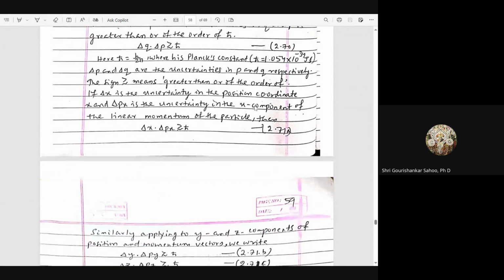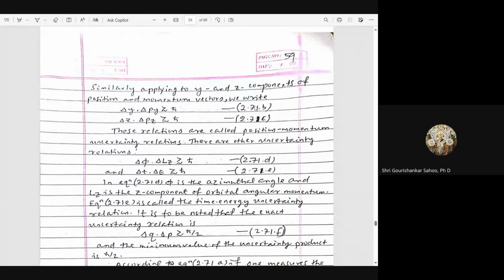So del x times del px is greater or equal to h cross, del y times del py is greater or equal to h cross, del z times del pz is greater or equal to h cross. So position and momentum are canonical conjugate variables and their product is greater or equal to h cross. Similarly, you have azimuthal angle and Lz, orbital angular momentum. These are also canonical conjugate variables. So you have del phi times del Lz greater or equal to h cross. This is also an uncertainty relation. Similarly, del T times del E is greater or equal to h cross, the time and energy uncertainty relation.